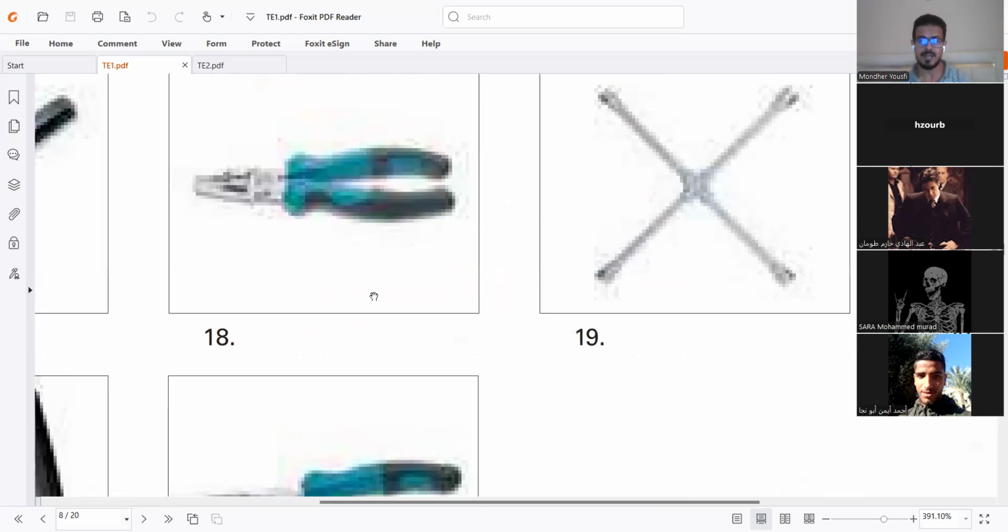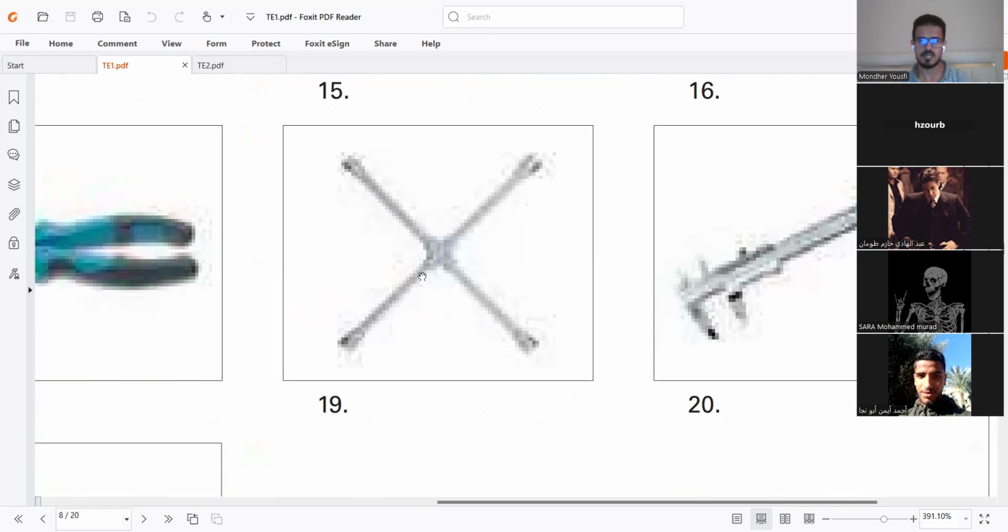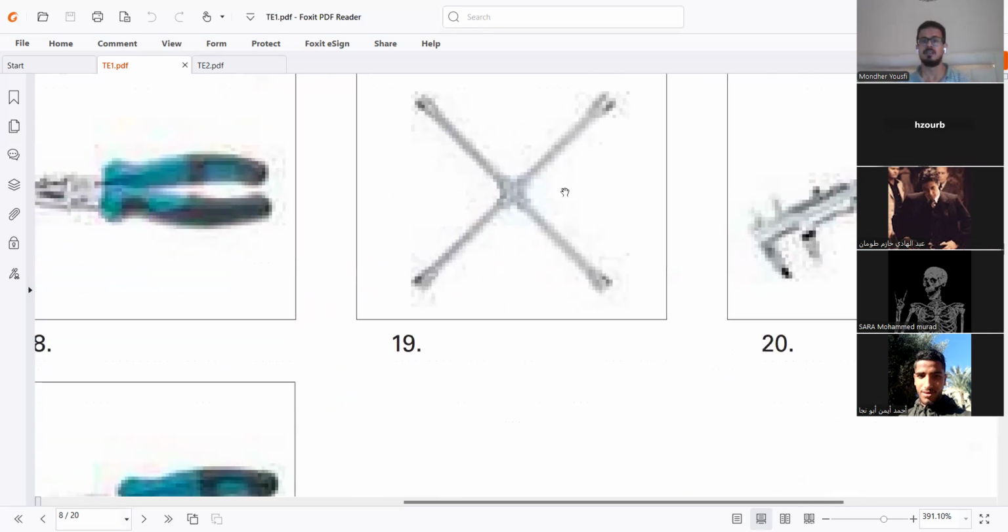So for example, what is the purpose of this number 19? Before talking about the name, what do we use this for? Number 19, have you seen this one before? I think for wheels. Yes. Okay. Loosen and tighten the screws. It is for wheels. It is to remove a flat wheel, when the wheel has an accident, right?